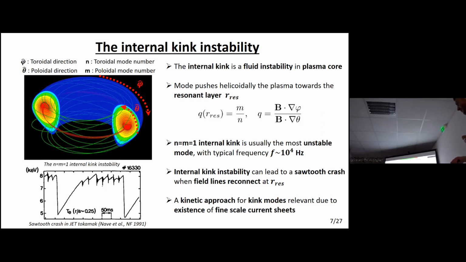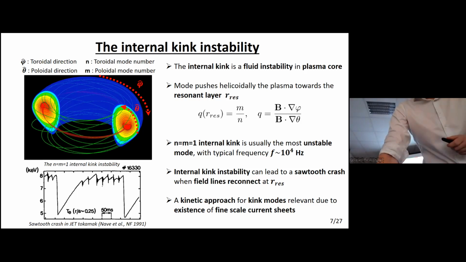So that's what you can see here. Here you have a kink growing that is pressuring the core plasma, and you're going to have a large reconnection that will drop the temperature. That's what we call a sawtooth crash. Also for those modes, the kinetic approach is relevant because during those events, with reconnection, you have very fine scale current sheets that are much smaller than the particle orbits. So that's why it's also useful to do a gyrokinetic simulation for that.